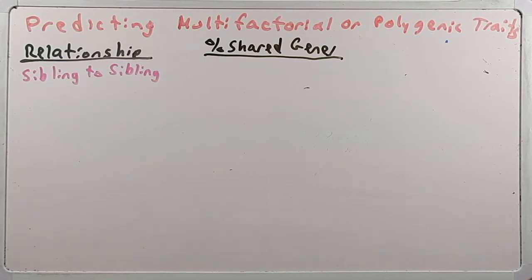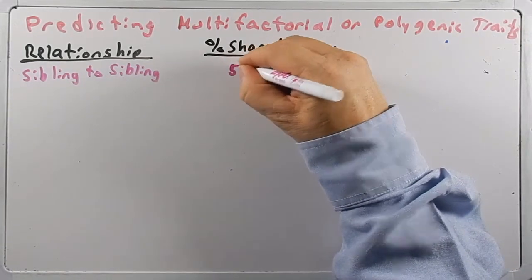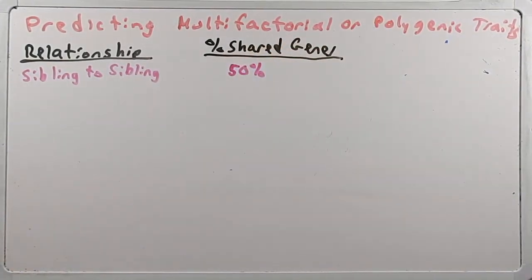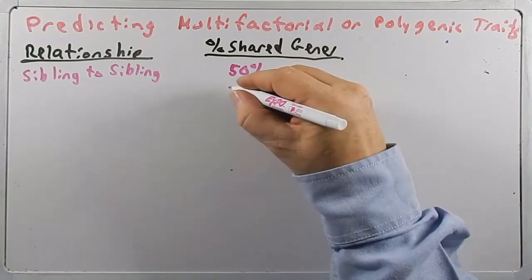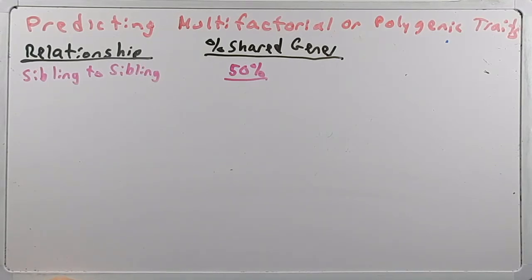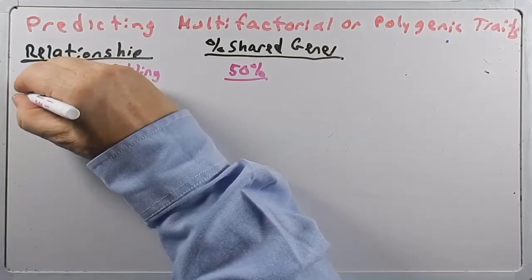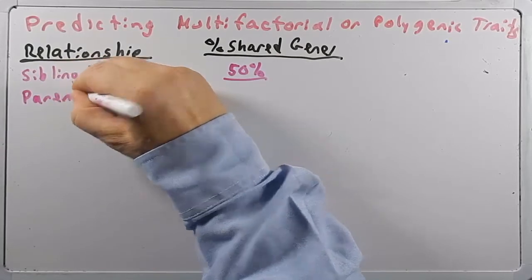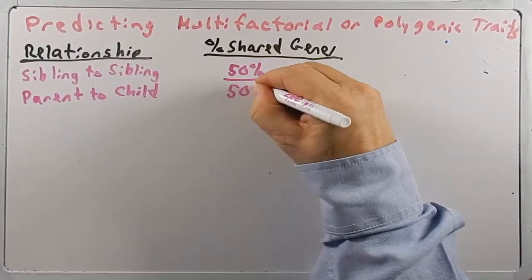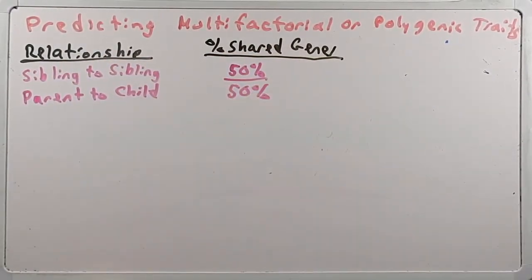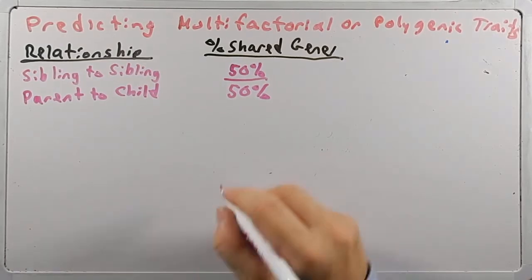Any two siblings, myself to my brother, or myself to my sister, or myself to my other brother, we have 50% shared genetics. We each got 50% of our genes from our mom and 50% of our other genes from dad. So it makes sense that we have this 50% shared genetics. Now, parent to child, as I just said, we will have a 50% shared genetics with our mom, and we'll have a 50% shared genetics with our dad.